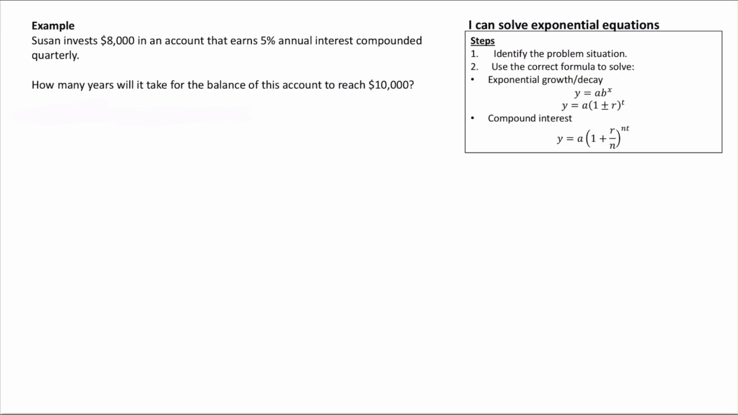So in this problem, it says Susan invests $8,000 in an account that earns 5% annual interest compounded quarterly. How many years will it take for the balance to reach $10,000? So we want to use the compound interest formula to solve this problem. And so that means we have y equals a times 1 plus r over n to the n times t.